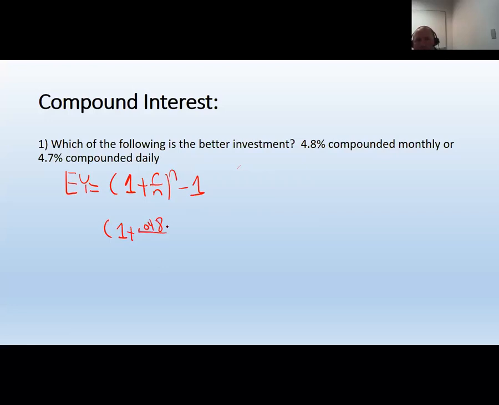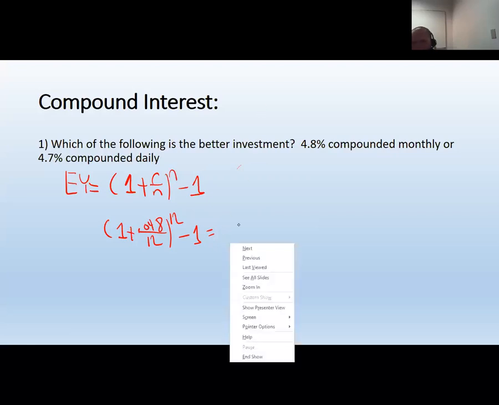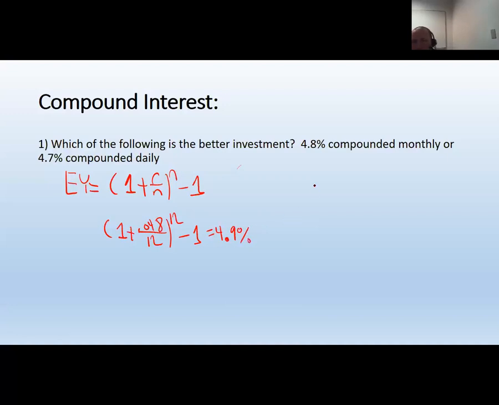0.048 over 12, since it's compounded monthly so N is 12, raised to the 12th power, minus 1. If we put that into the calculator and calculate it, I would get 0.049, which is basically 4.9%. So let's call it 4.9%, because you'd want to multiply by 100 to change to a percent.